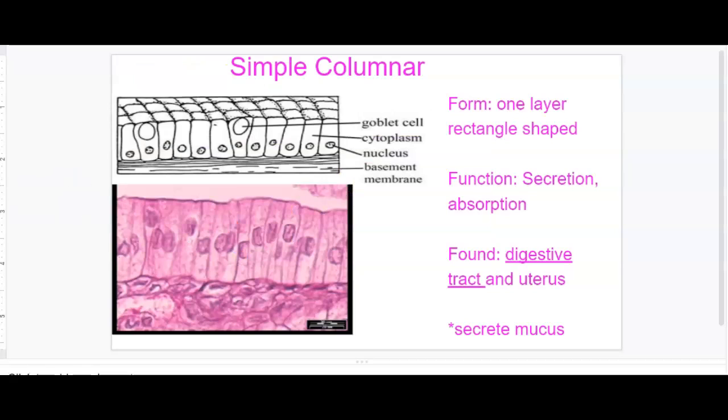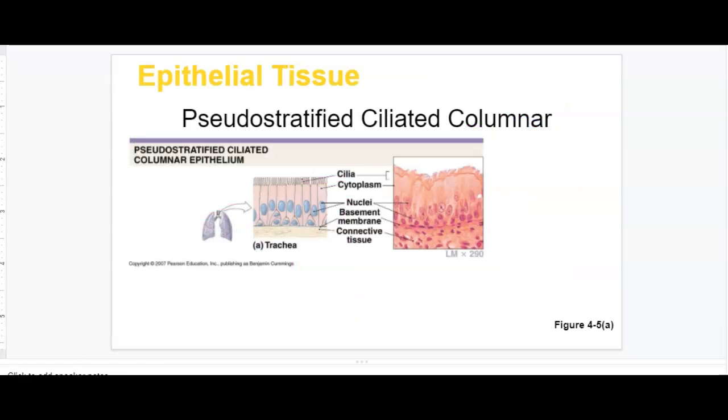So we have to go with our form, function, and found. They are one layer. They are rectangular shape. They will provide absorption, especially for your digestive system. So we're going to find it in places like the digestive tract as well as the uterus, and they can secrete mucus.